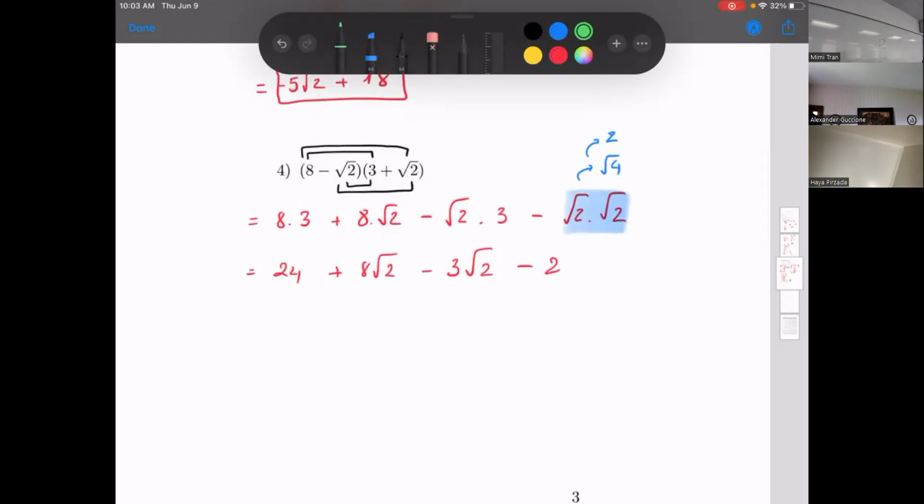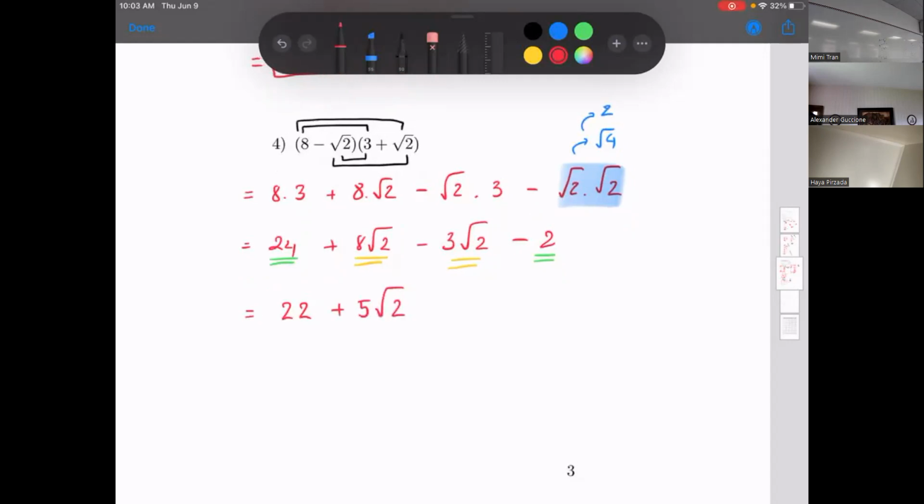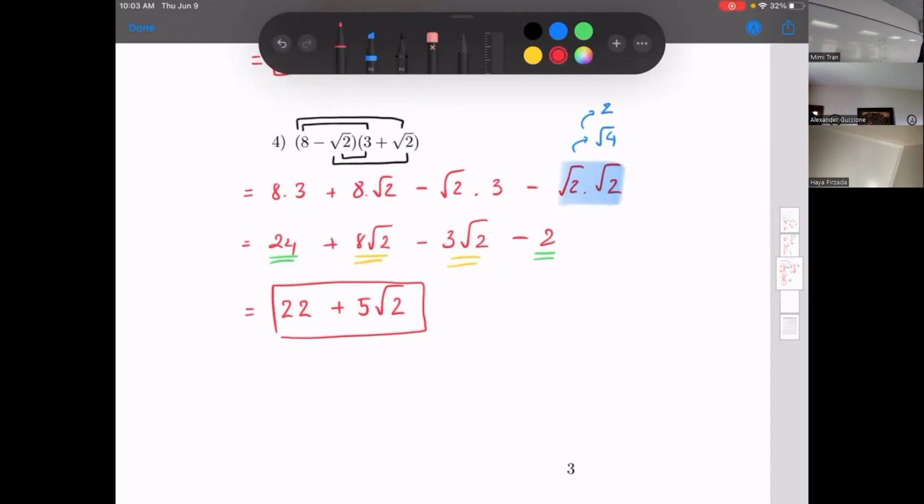Combine like terms. What are the like terms? Yeah, 24 and negative 2. What else? This and this, right? So 24 minus 2 is 22. Somebody combine the yellow ones for me. Thank you. Plus 5 root 2. And then you're done. Expect one like this on the exam too. And it's easy. I don't think it's difficult. Just be careful. You don't even have to show me the first step. But the more careful you are, the less likely you are to make mistakes.